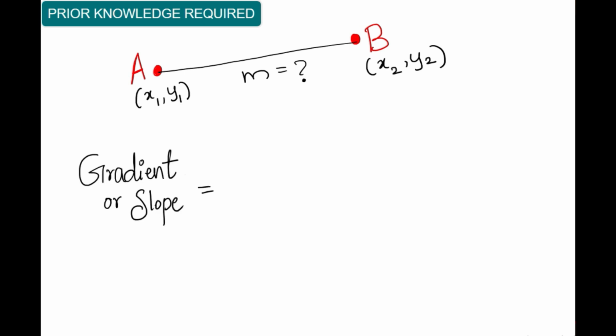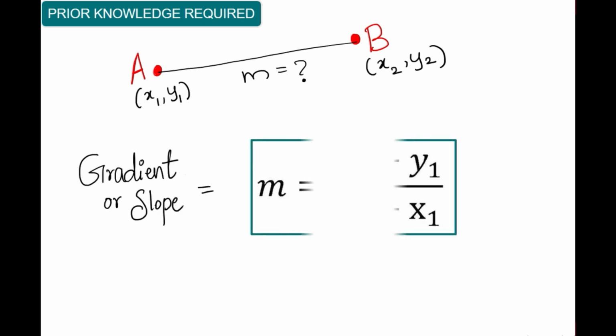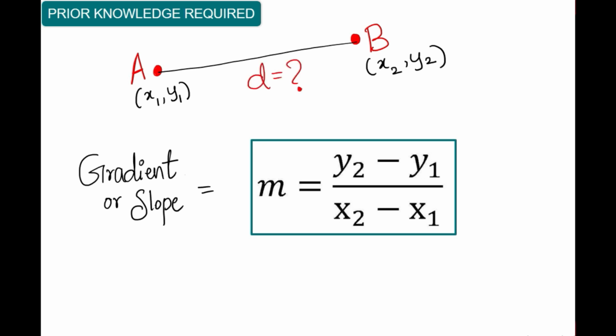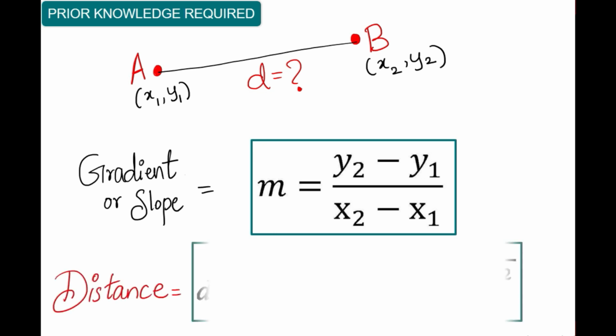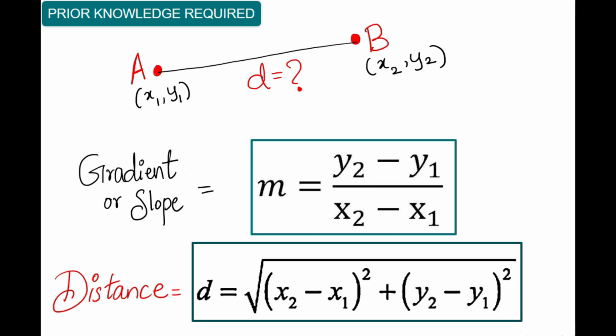Now the tools required for the day: you should have your graph sheet, pencil, eraser, ruler, and compass. The prior knowledge required: considering 2 points A and B being connected, if you want to find m, which is the slope or the gradient, you must remember the formula m equals y2 minus y1 over x2 minus x1. The distance between A and B is given by the distance formula, which is the square root of (x2 minus x1) squared plus (y2 minus y1) squared.